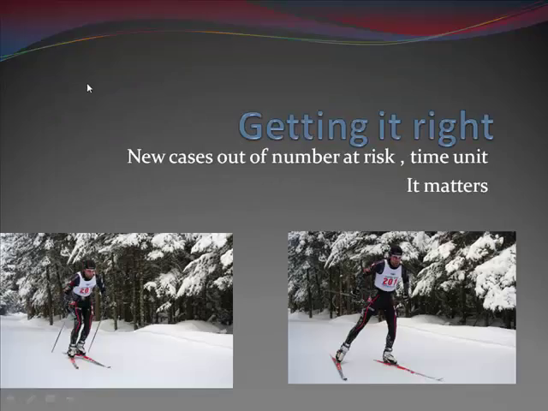And that's why it is so important that we get our incidence rates right. To make sure we count the new cases out of the number at risk, not just the total population, but the number of people in the population that are at risk, and the time unit. It matters. Even if you're in a tour and not racing, it matters.